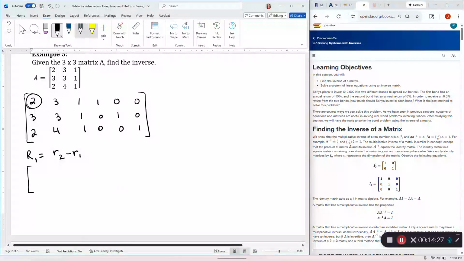3 minus 2, 3 minus 3, 1 minus 1, 0 minus 1, 1 minus 0, 0 minus 0. And then the second doesn't change, and the third doesn't change. Okay? All right, now I need a 0 here. So we're going to do row 2 equals row 2 minus 3 row 1.